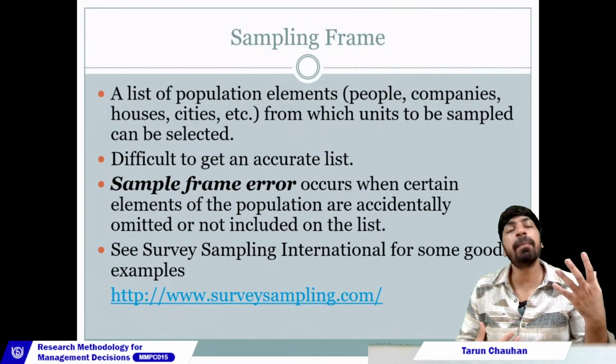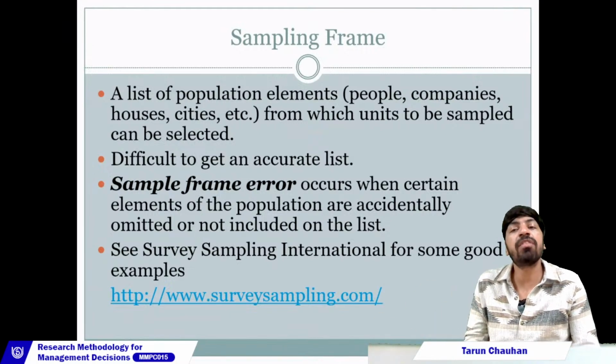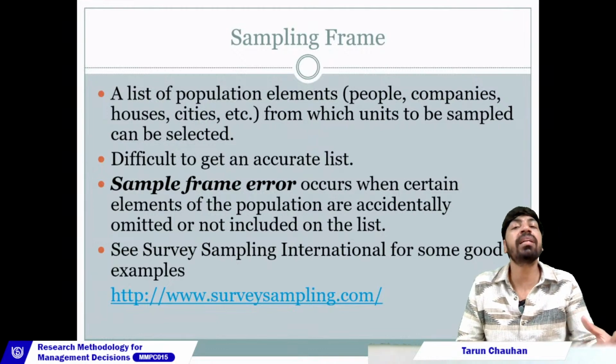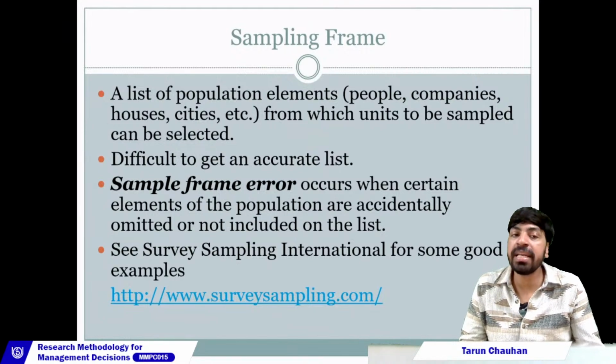If we prepare a list of population elements from people, companies, houses or cities, from which units are to be sampled, sometimes it is difficult to get the accurate list of the population elements. Sampling frame error occurs when the elements of the population are accidentally omitted or are not included on the list. That's called the sampling frame error.